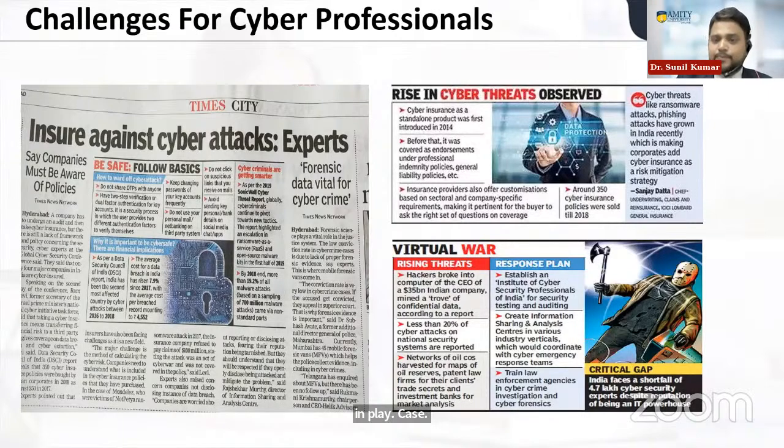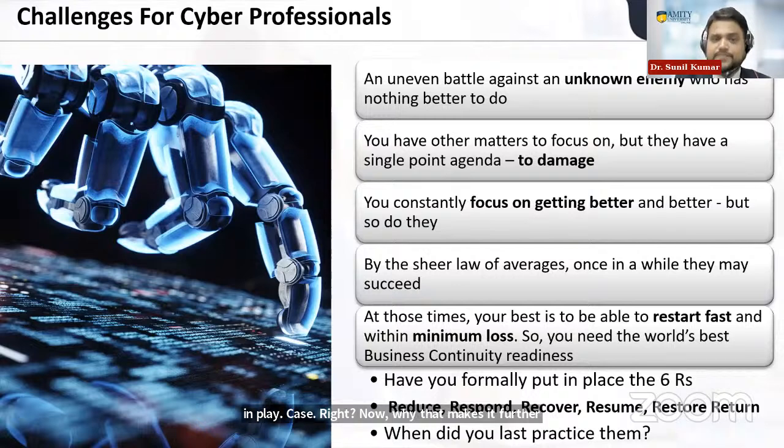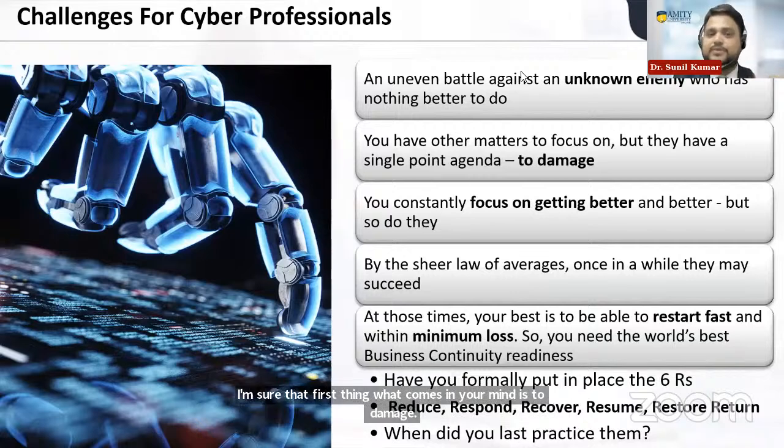Right? Now, why does that make it even more important? Because these cyber professionals who are attacking are an unknown enemy to you, to me, and to the whole world. We don't know who they are, because they have only one objective. What is that objective? You can think in your mind. And I'm sure the first thing that comes to your mind is to damage any particular system. With that objective, they work.